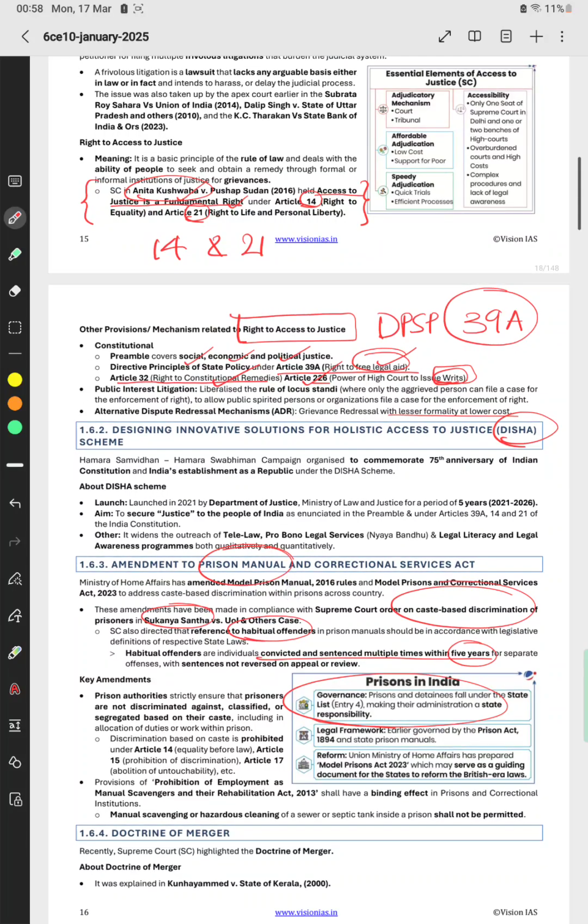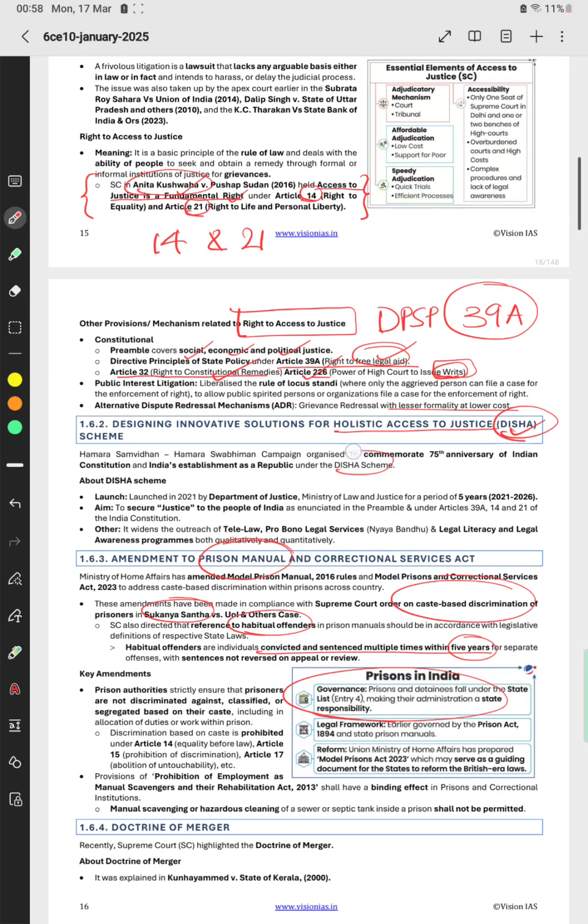Coming to another topic, Designing Innovative Solutions for Holistic Access to Justice, that is called DISHA. DISHA is a scheme to secure justice to the people. It widens outreach through rights such as Tele-Law and pro bono legal services such as Nyay Bandhu.